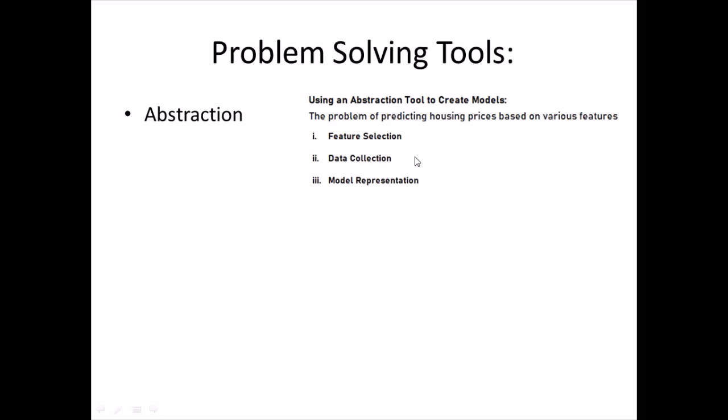And when we have done that, we now do what is called the model representation. This step is to create a mathematical model that relates the selected features to the housing prices. One commonly used model is multiple linear regression. In this abstraction, we assume a linear relationship between the features and the housing prices, and the model estimates the coefficient of each of these features to predict the prices.